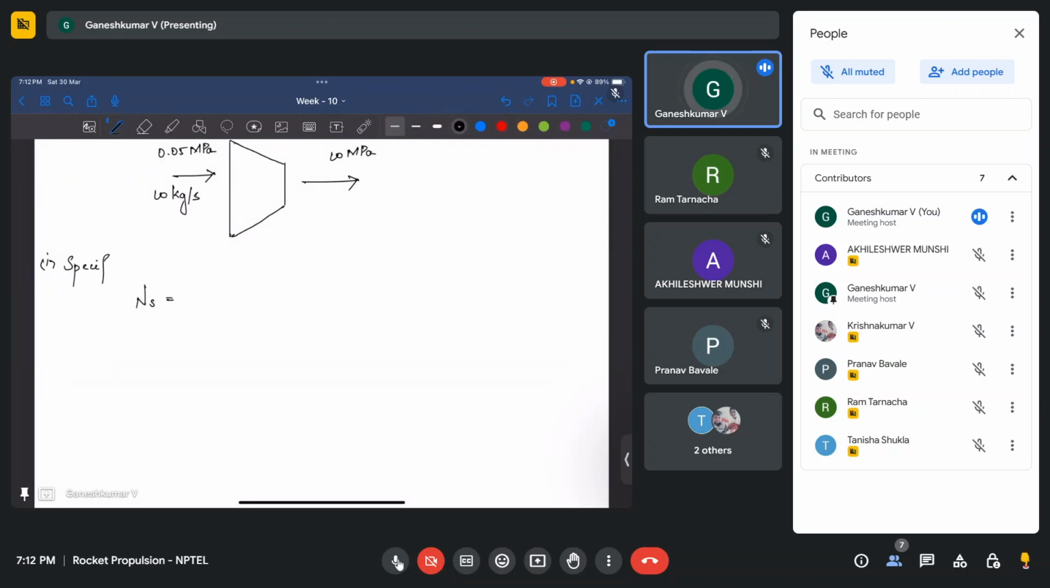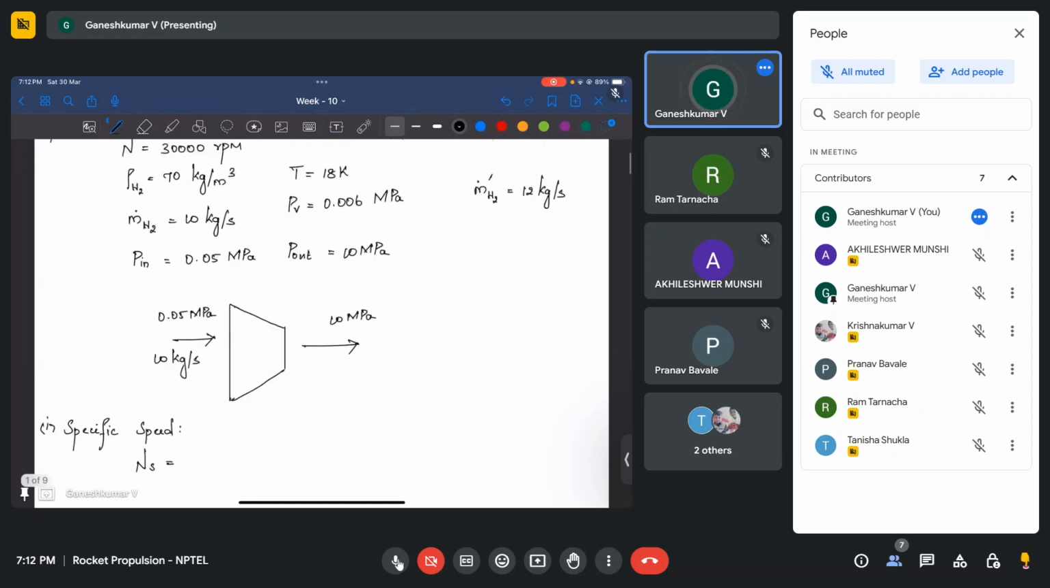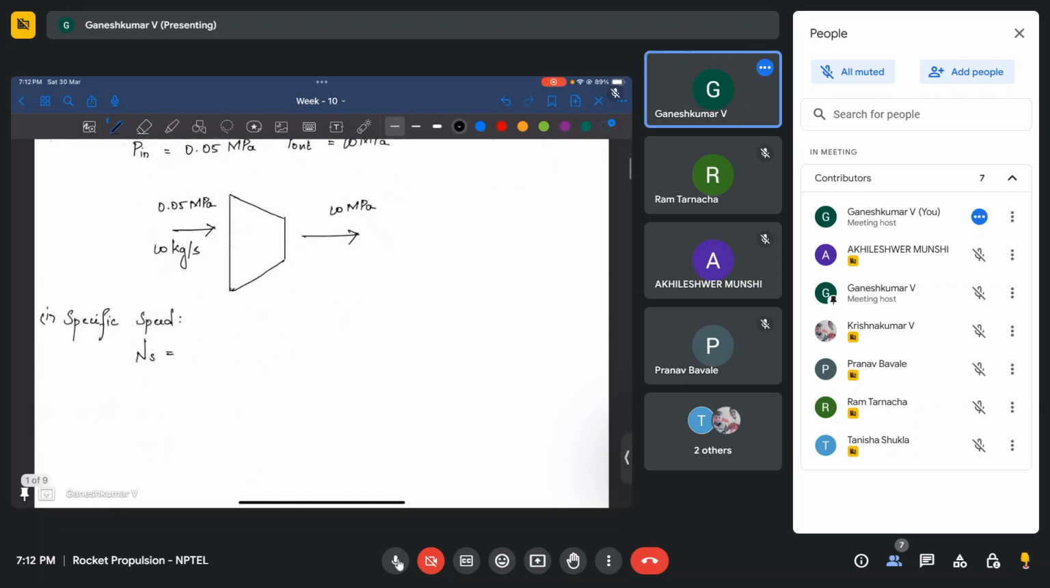So this is pretty straightforward. We have already an equation, the specific speed equation. So how does that look? Probably something like omega root Q by (gH) to the power 3 by 4, right?